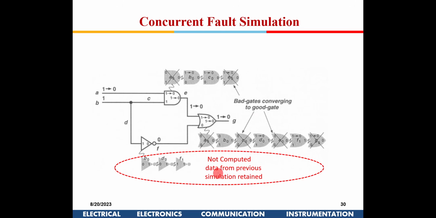Okay, so that can be done. So this is bad gates converging into good gates. The bad gates which were detected earlier now appear not to be detected, so you need to avoid that situation.